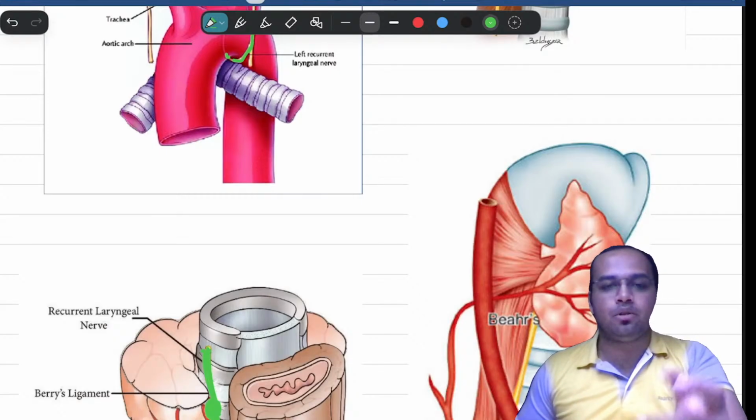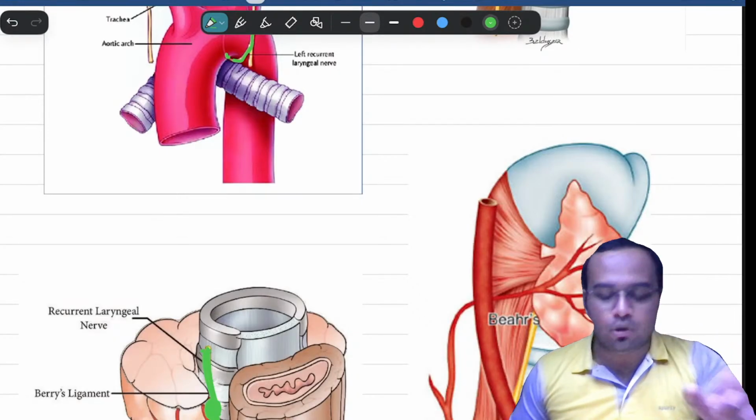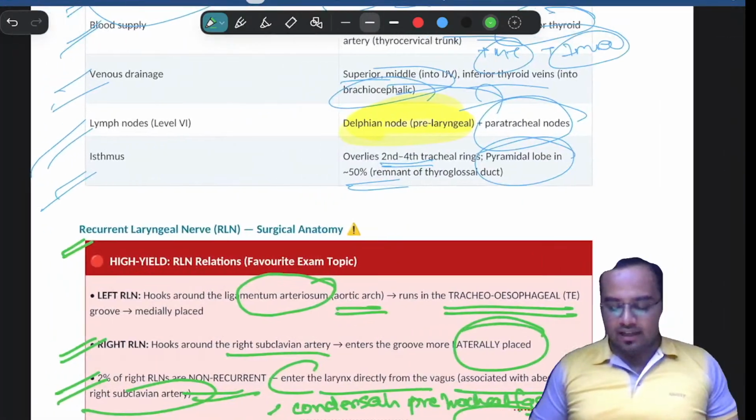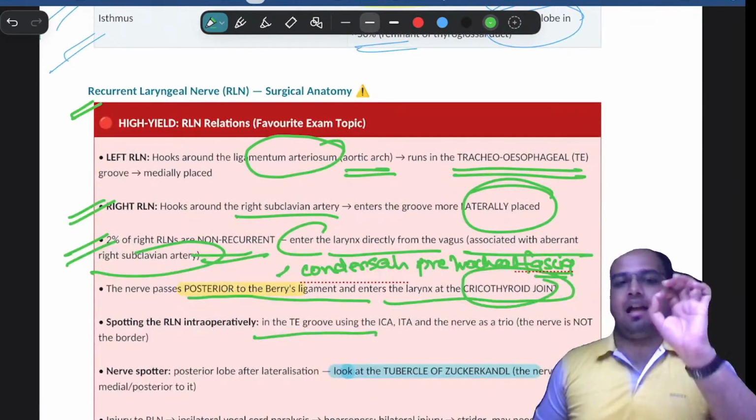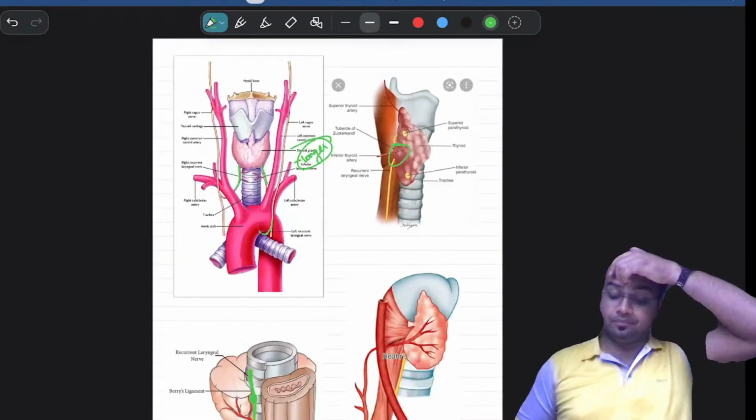So always remember to take good control of the bleed, and then you are going to go for the nerve dissection, or while doing the cautery you might damage the nerve. So we have talked about the recurrent laryngeal nerve in a very beautiful manner. As much as the surgical things are important, so that is important.